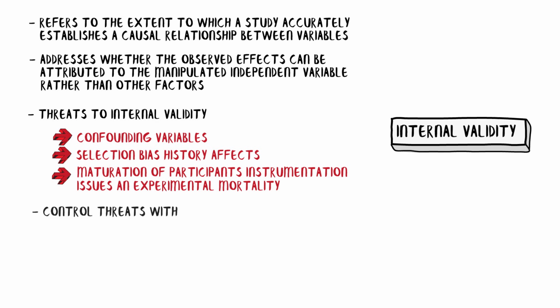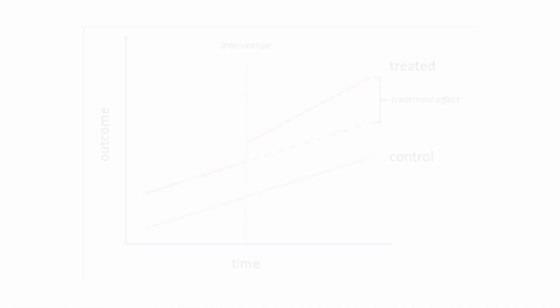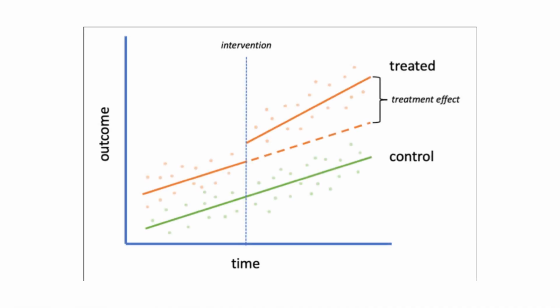In order to control the threats to internal validity, a researcher can provide random assignment, use control groups, and counterbalancing in double-blind or single-blind studies. When looking at the internal validity threat known as history, the use of an interrupted time series design is used. This design is used to evaluate the impact of an intervention by observing the outcome variables before and after the intervention is implemented. It allows researchers to examine whether there is a causal relationship between the intervention and the observed changes in the outcome variable over time.